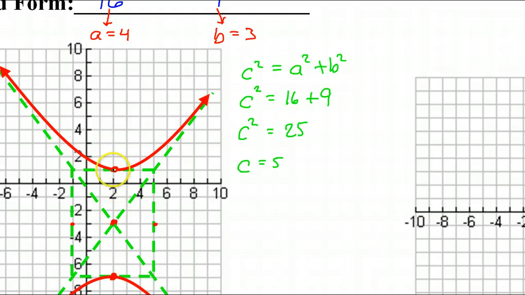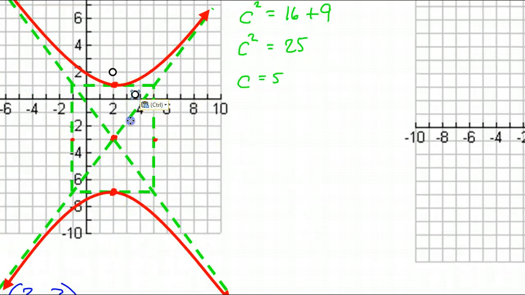So this is 4 right here. 1, 2, 3, 4. So if I go up one more, let me use an actual little circle here. That's a little too big, huh? Yeah, that's a great focus. So that will be the focus right there. And of course if I go 5 in the other direction, that will be my other focus. So I have a focus at 2, 2 and 2, -8.